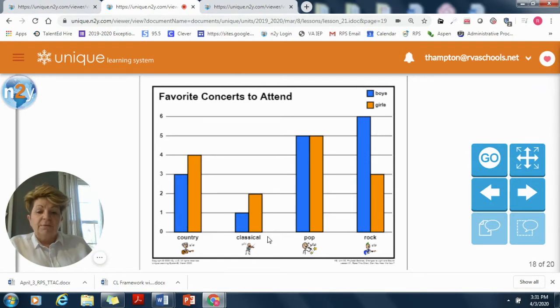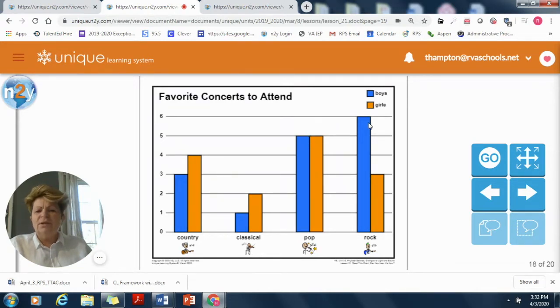So at pop, let's look over here at pop. Look here, they are exactly the same, right? We go all the way over to 5. 5 boys and 5 girls liked pop equally. Very good. Now that's a little different.